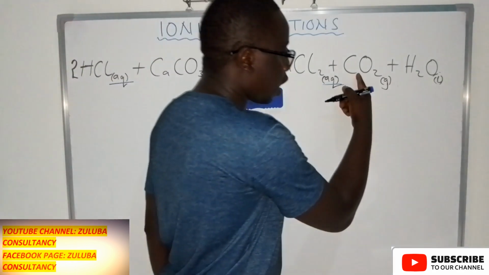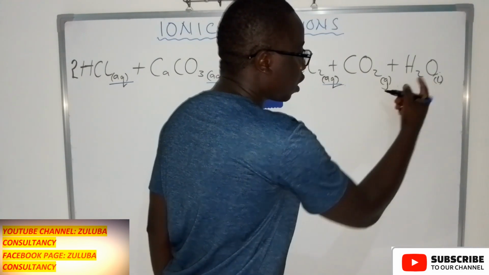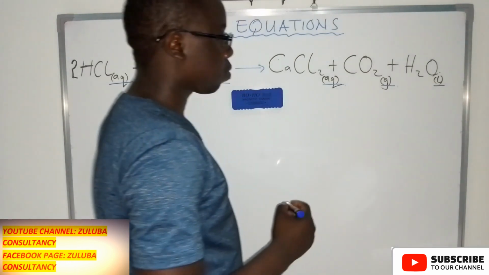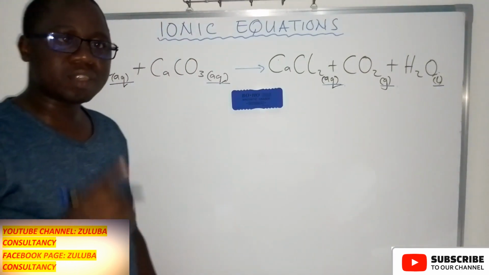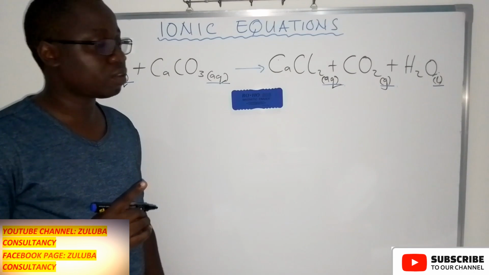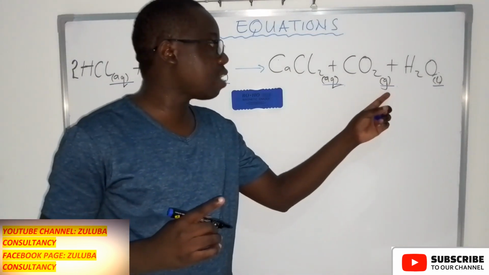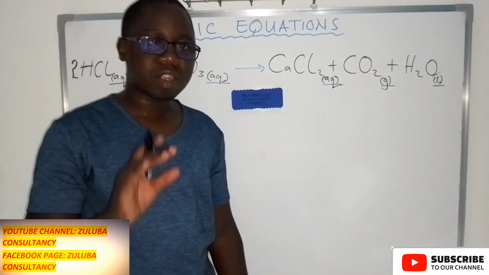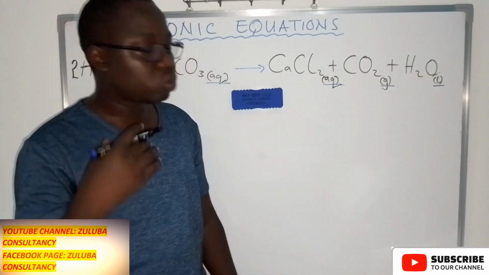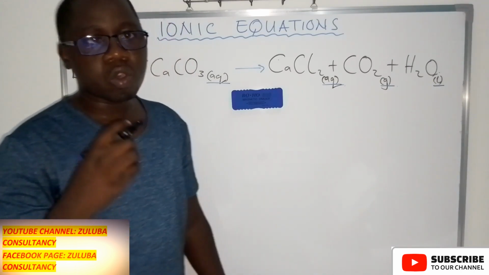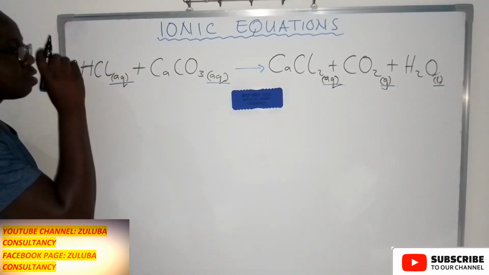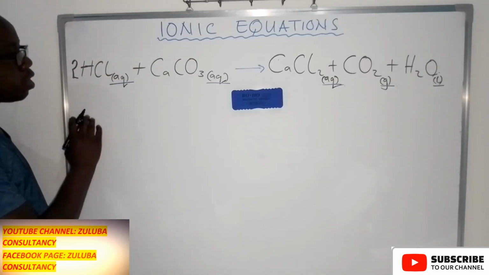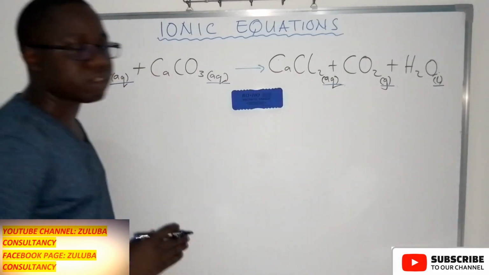When you look at carbon dioxide and water, the state symbols are gas and liquid. We do not split insoluble substances. In this case, gas, liquid, or solid, these three states, we do not split them into ions. So we only split ionic compounds that are in aqueous. So let's see how we'll split these three ionic compounds that are in aqueous.